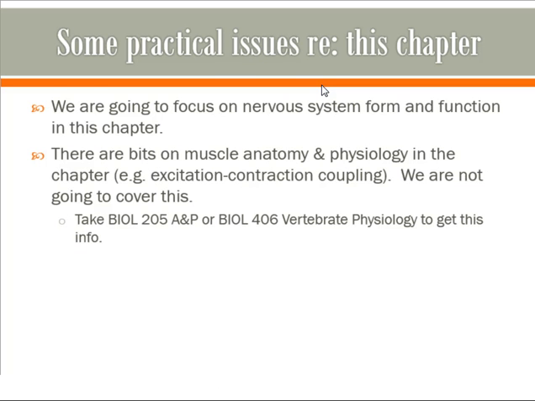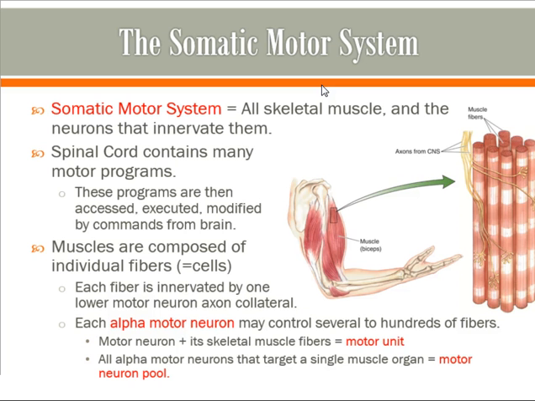So again, this is where I got ahead of myself. We're going to focus on nervous system form and function in this chapter. We're not going to focus so much on what happens entirely within the skeletal muscle cells. I really recommend taking a physiology course, either Bio 205 or Bio 406, to get that. And many of you have or will with your programs anyway.